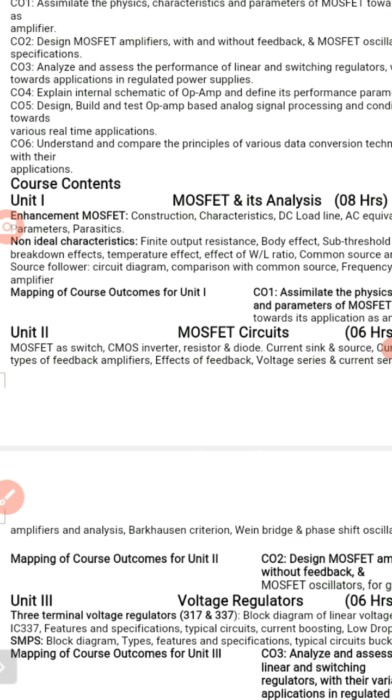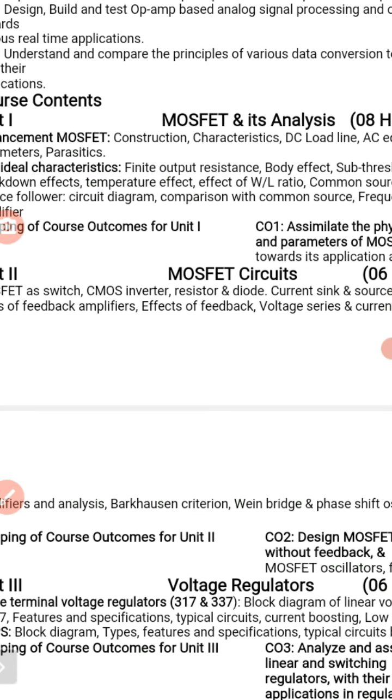Then there in the syllabus, current sink and current source. The same you might have studied using BJT based current sink and current source. Then current mirror, very simple circuits using MOSFETs are there in the syllabus. Okay.